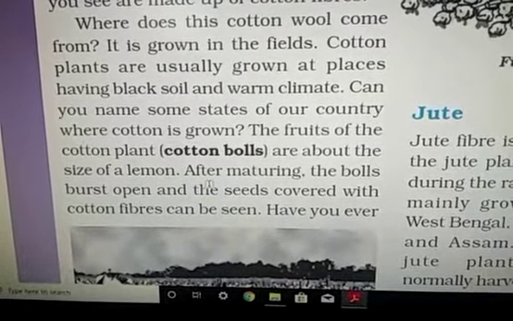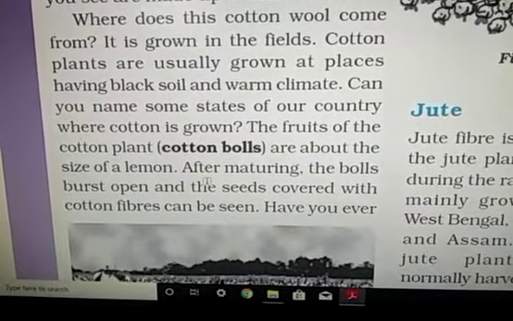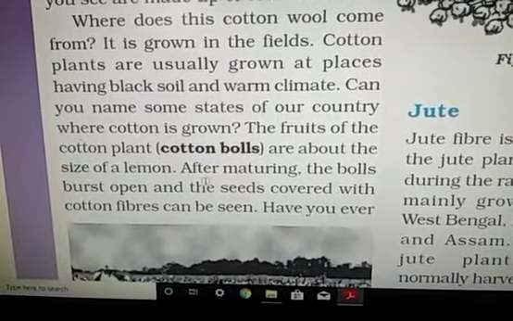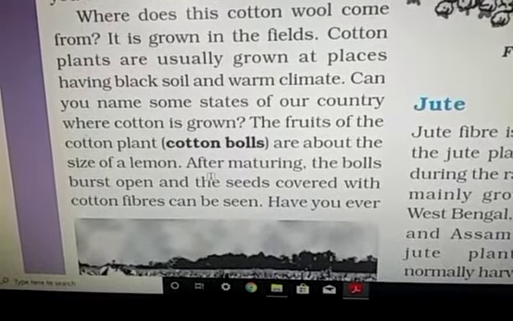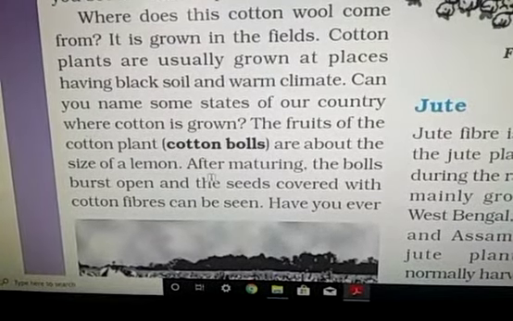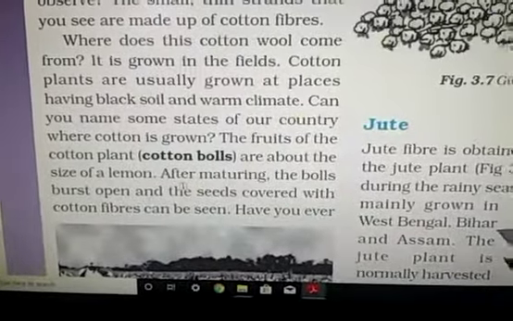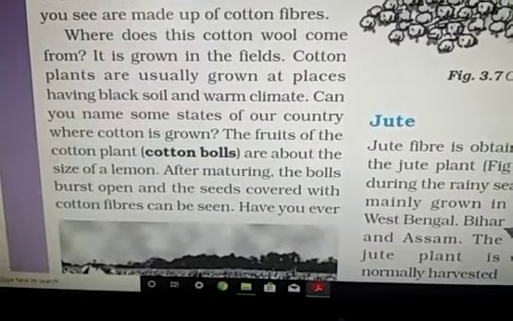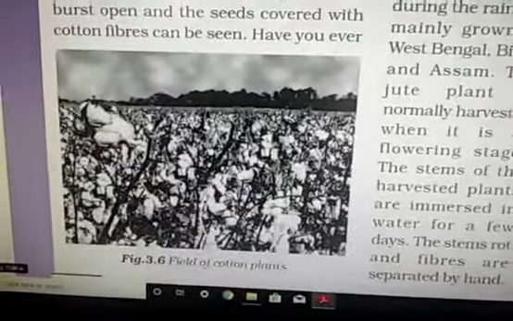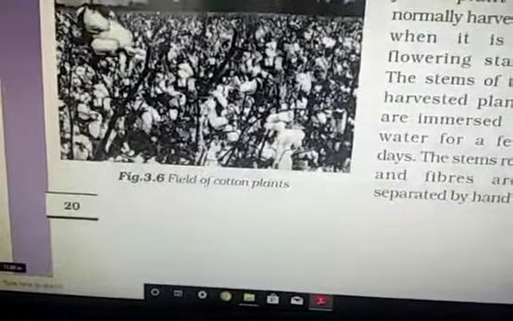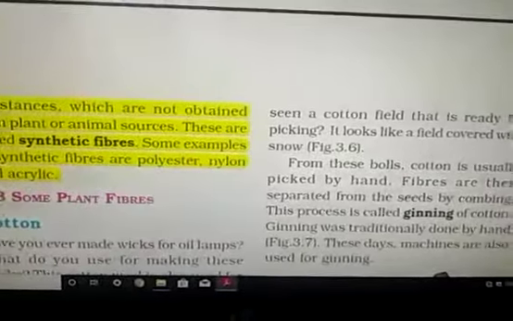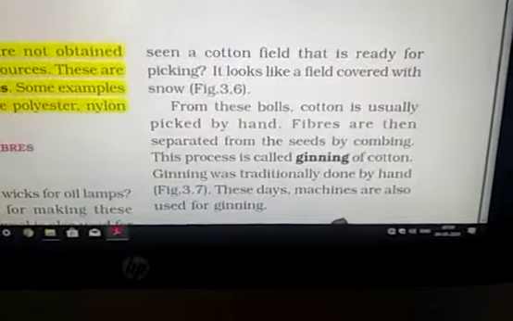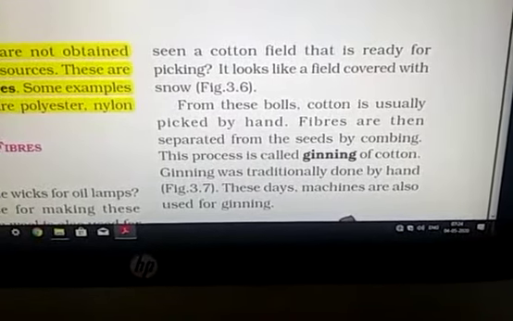The fruit of the cotton plant is known as cotton balls, and it is about the size of a lemon. After maturing, the balls burst open and the seeds covered with cotton fibers can be seen. It is white in color. This is the cotton field. Have you seen a cotton field that is ready for picking?